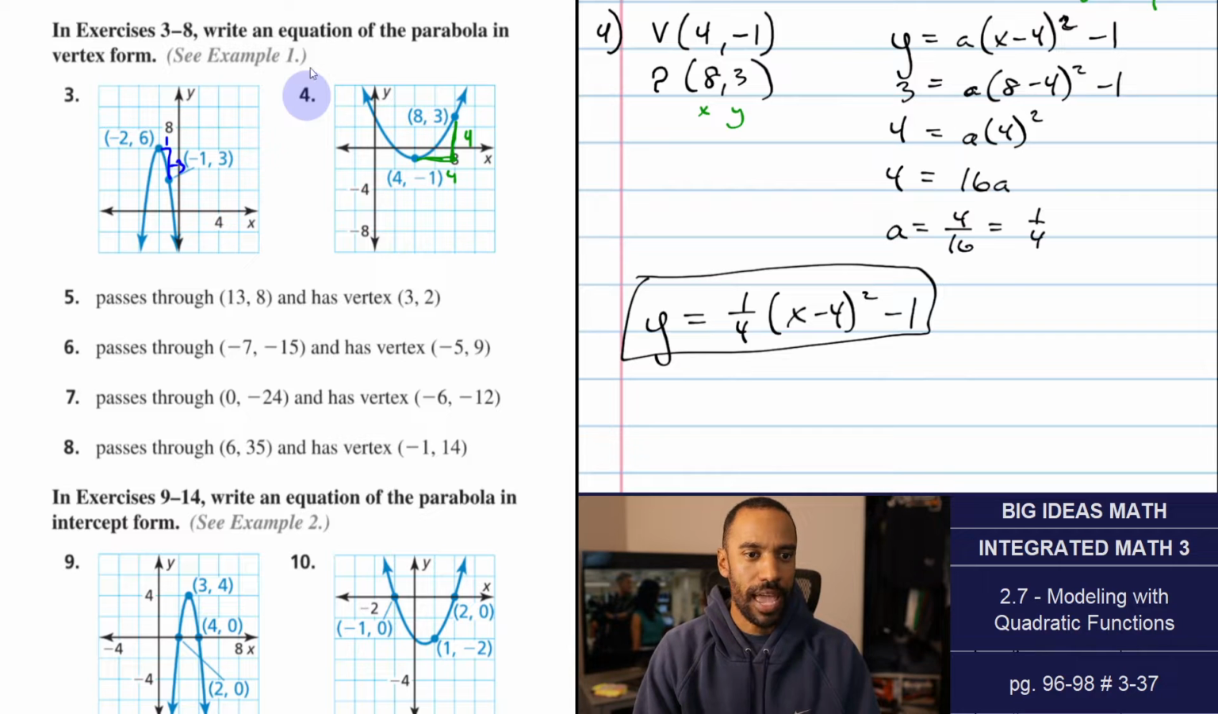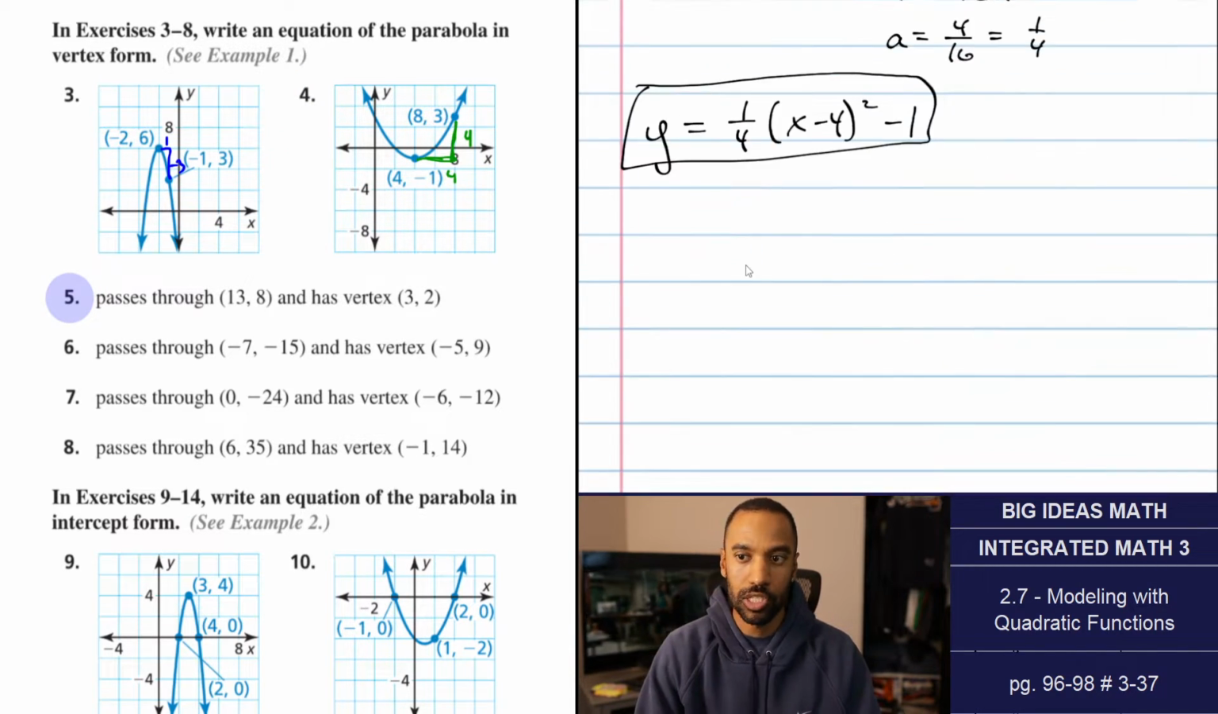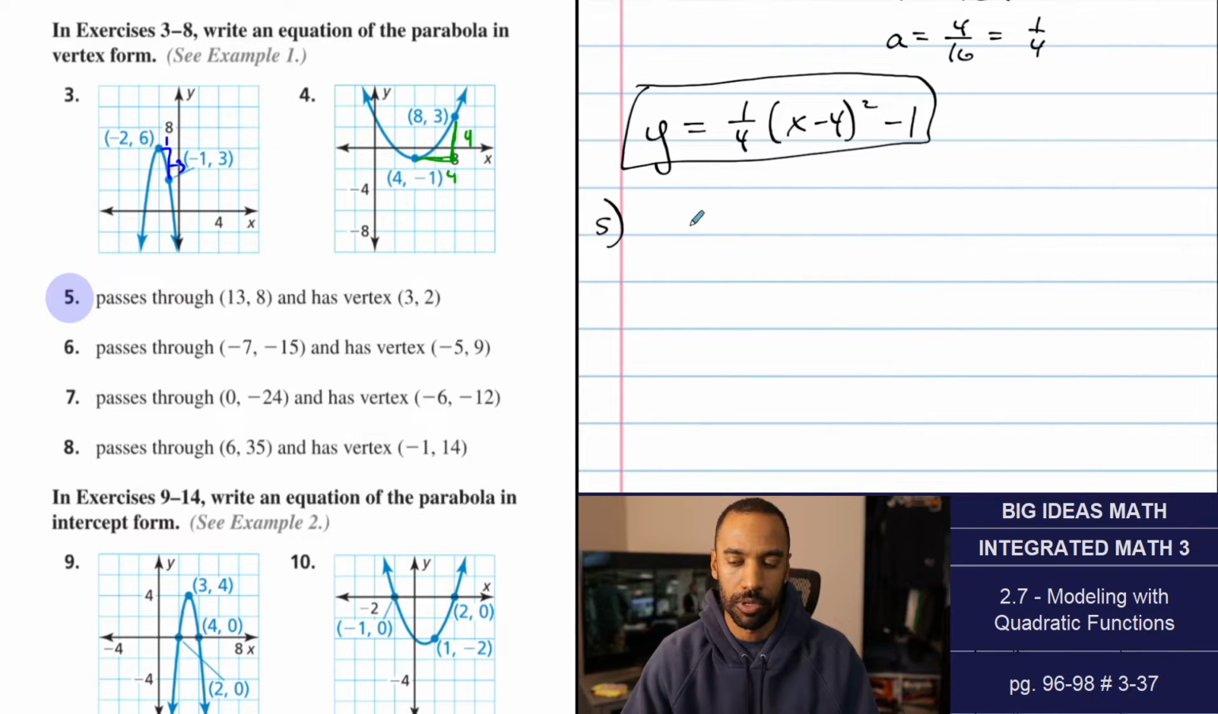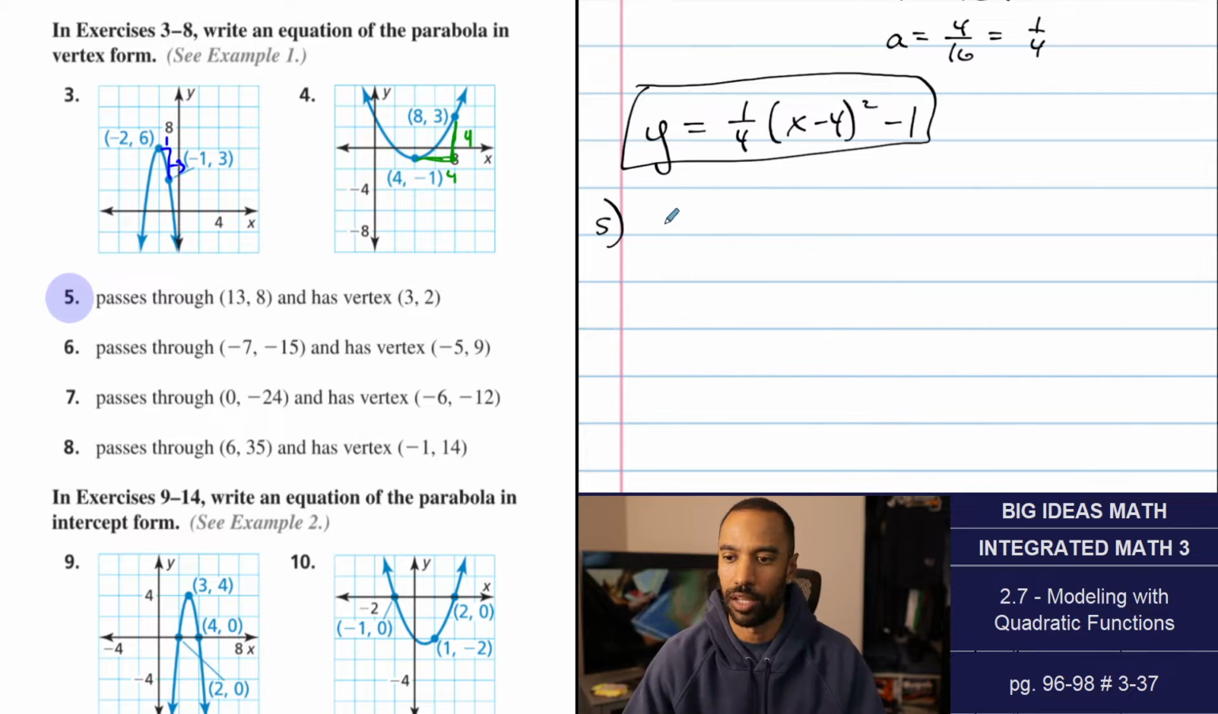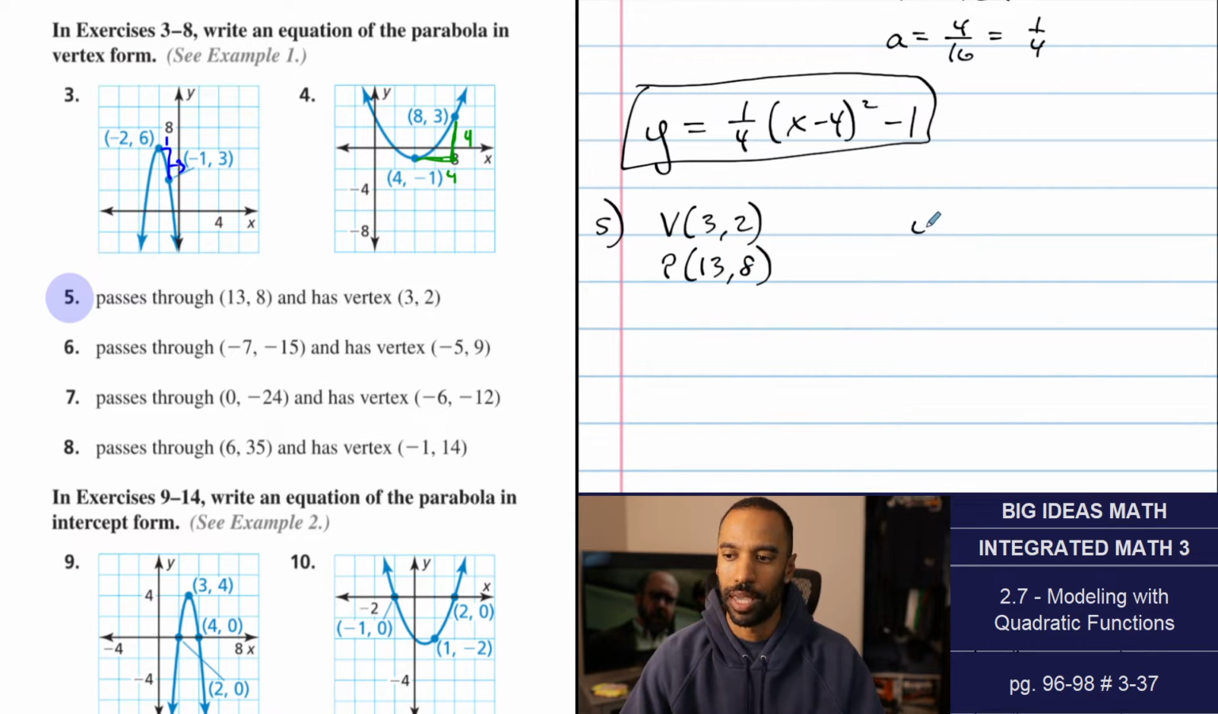Numbers 5 through 8 are also the same kind of question, just no visual graph. So maybe it's harder for us to do the thing that I was saying before by looking at the numbers. Maybe we can still do it. Let's take a look. The vertex is (3, 2), and we pass through the point (13, 8). So again, as an equation right now, we're looking at x minus 3 quantity squared plus 2.